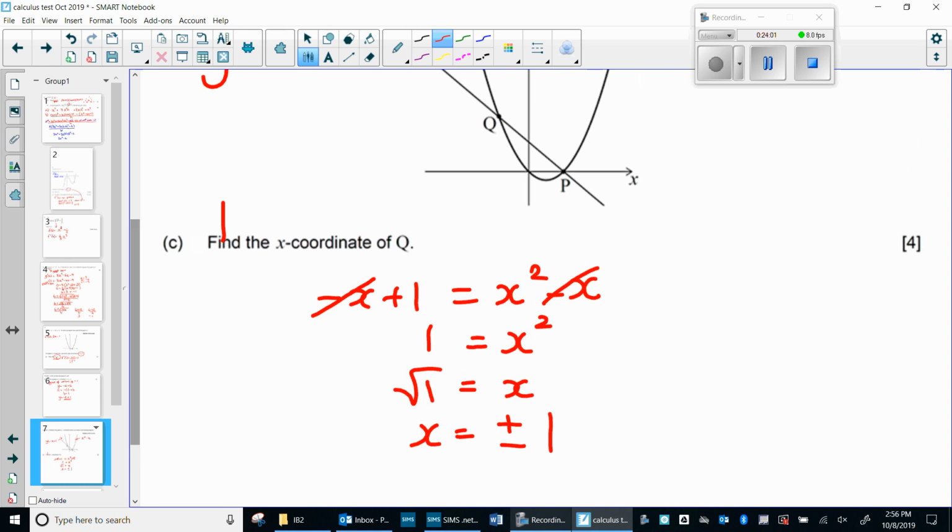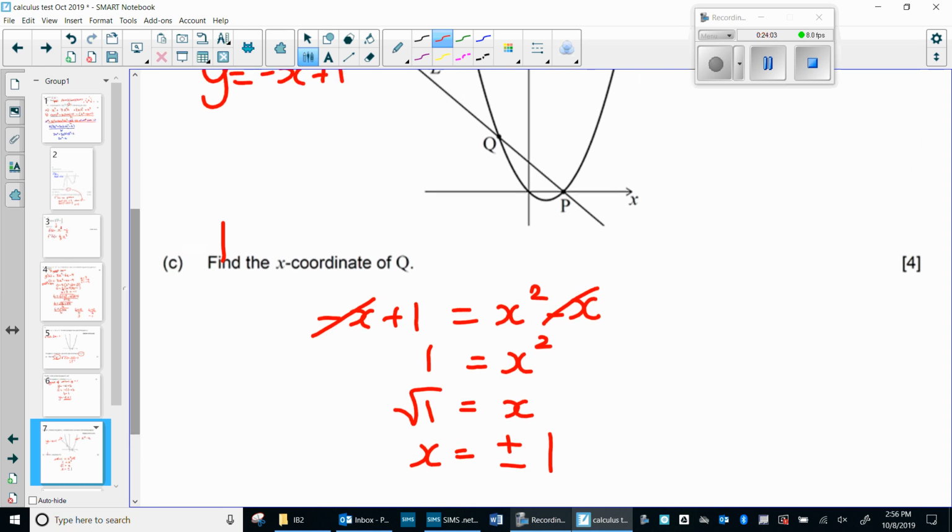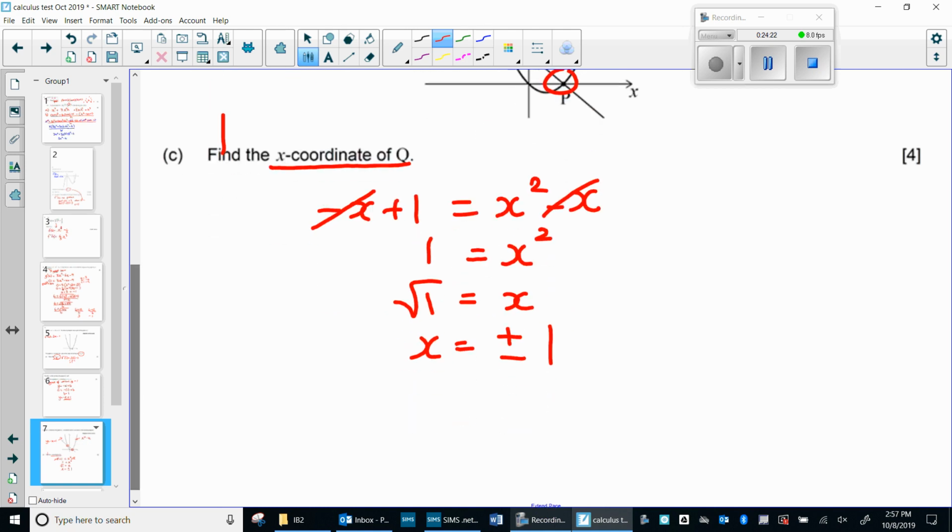Now, that's where they intersect. How many places do they intersect? 2. 2, yes? Here and here. Now they want to know the x coordinate of Q. You cannot leave it like that. Q has to be negative. Why? Because it's on the other side. Yeah. And we knew that the x coordinate of P was 1. So the x coordinate of Q is negative 1.